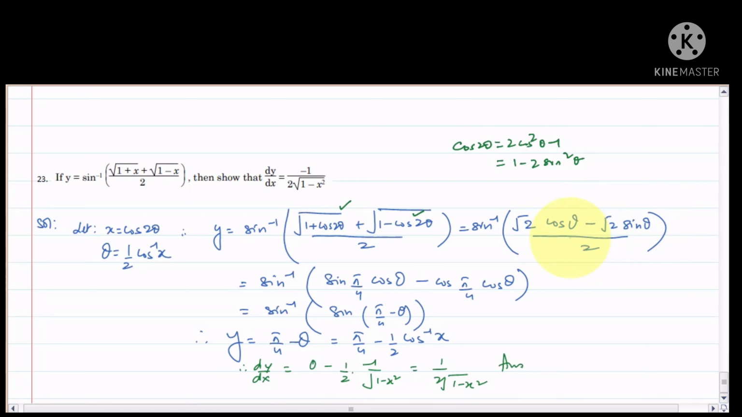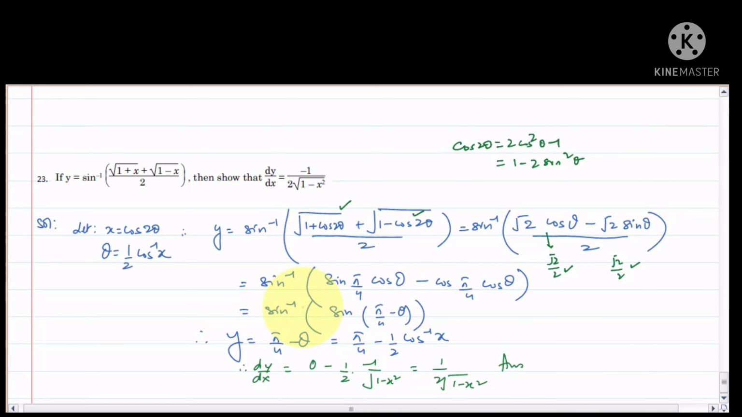Separating them, I will get two terms. One is cos theta into root 2 by 2, and the other is root 2 by 2 with sine theta. So root 2 by 2 I can write as sine pi by 4 and root 2 by 2 I can write as cos pi by 4 in both places. To make this the formula for sine A cos B minus cos A sine B, that gives me sine A minus B. So I'm left with sine inverse of sine of pi by 4 minus theta.